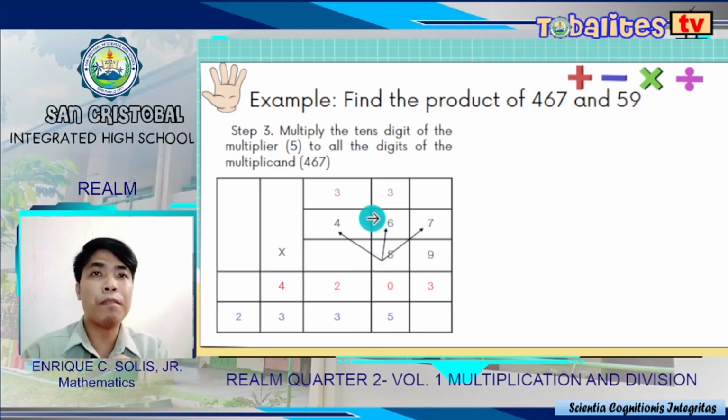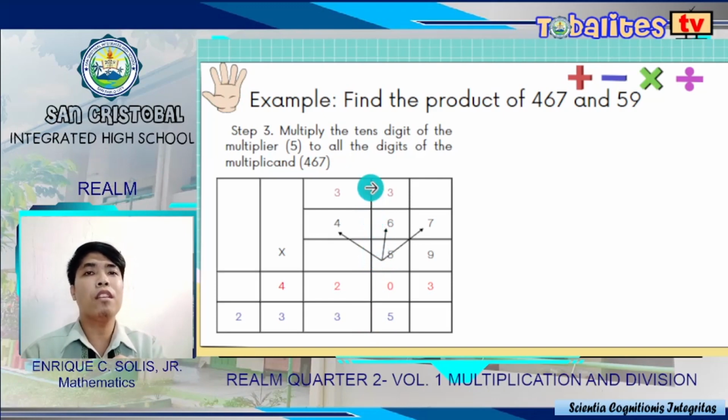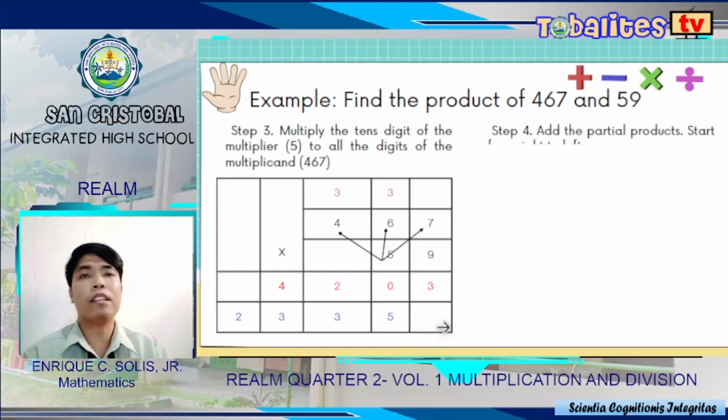Next, 5 times 6 is 30 plus 3. We will add the regrouped digit. So we have 33. Write 3 and then regroup 3. Next is 5 times 4, we have 20, plus 3, we have 23. So we will write 23 directly since we don't have any more digits to regroup at. After getting the second partial product, we will now proceed with adding the partial products.